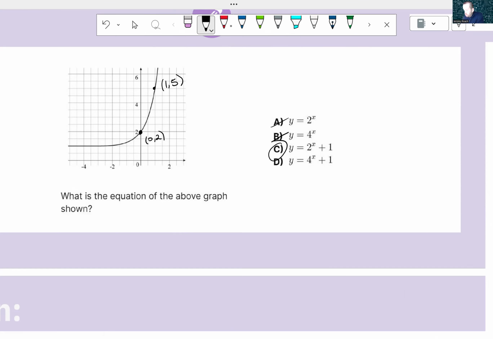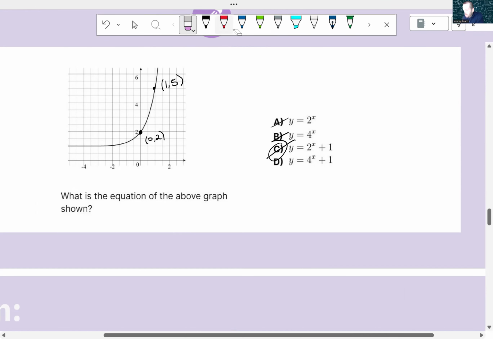So now we're going to plug 5 in for y and 1 in for x. Now we get 5 equals 2 to the power 1, which is 2, plus 1. 5 equals 3. And that's not a true statement. So C is not correct either.